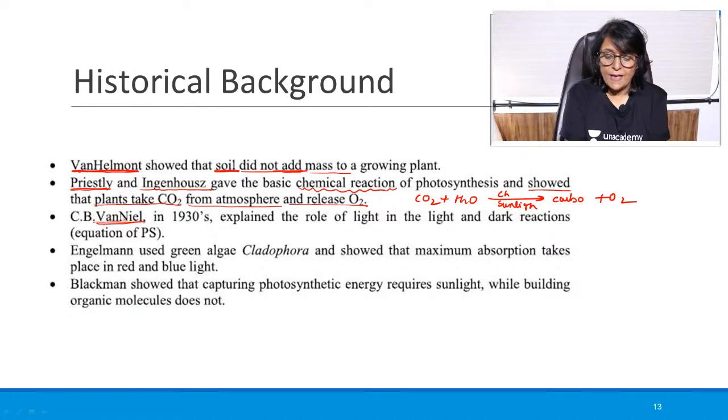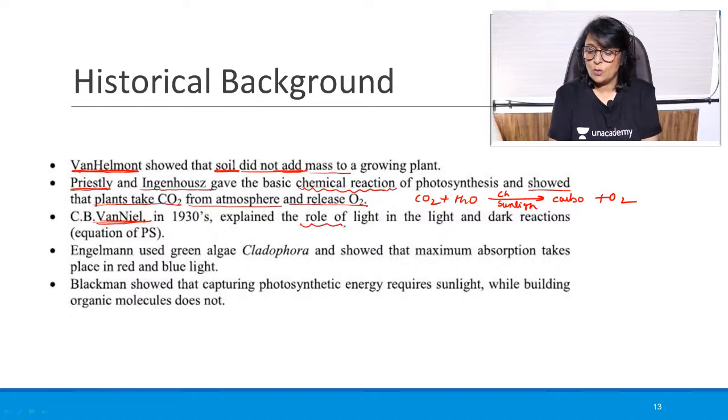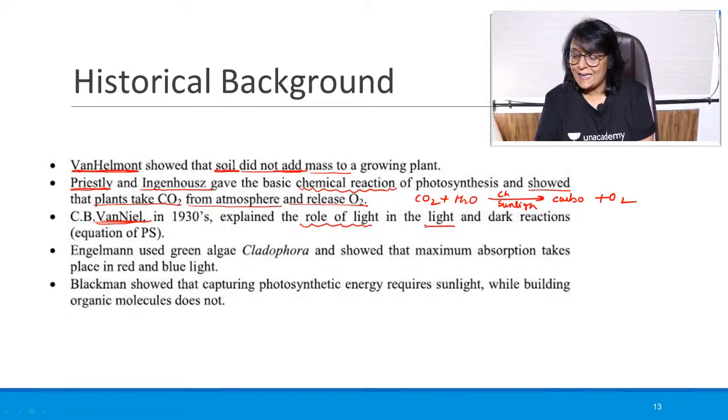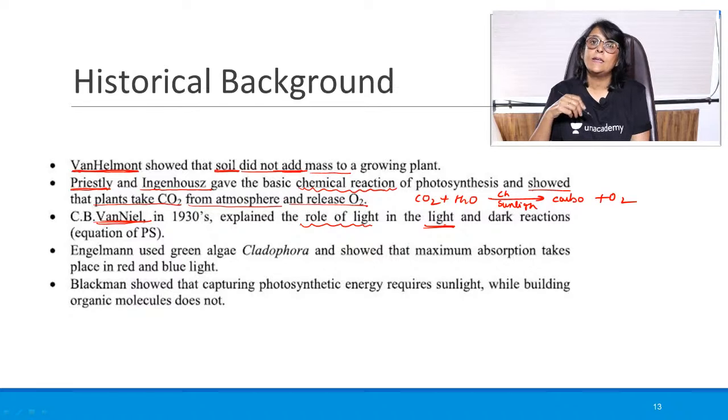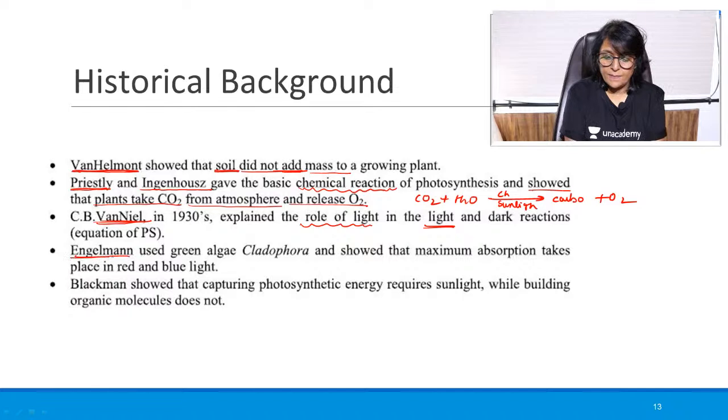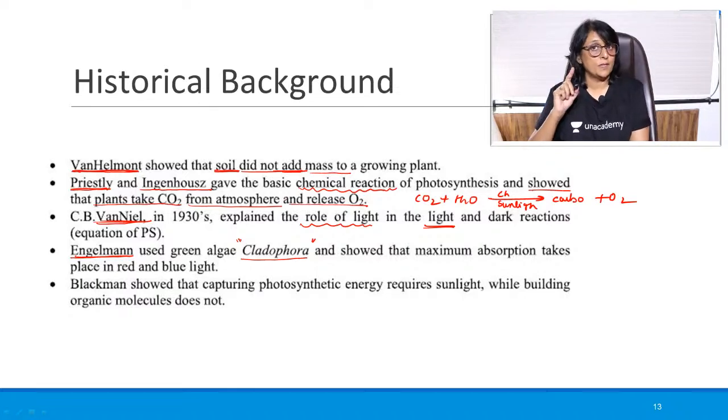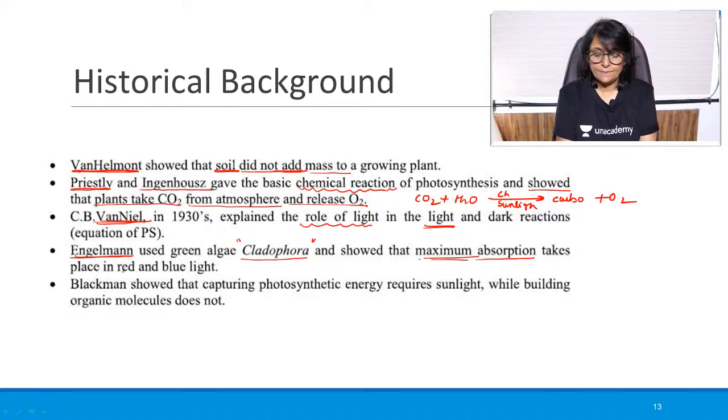Another scientist is Van Niel. He explained the role of light in light and dark reaction. In light reaction, light is essential. In dark reaction, light is not essential. Another scientist, Engelmann, used Cladophora. Now this is one question which is competitive exam level. That Engelmann used which alga to show the absorption of light.